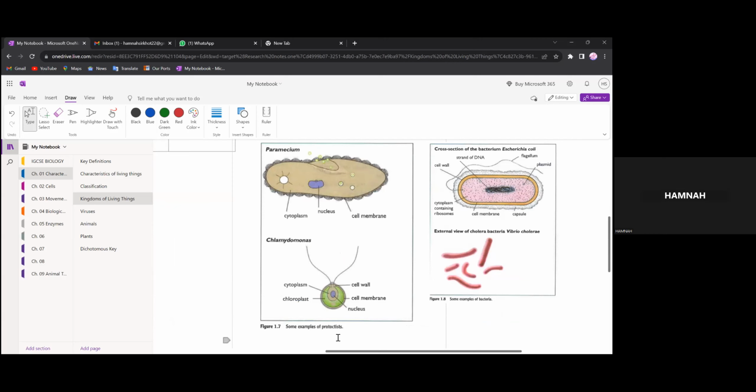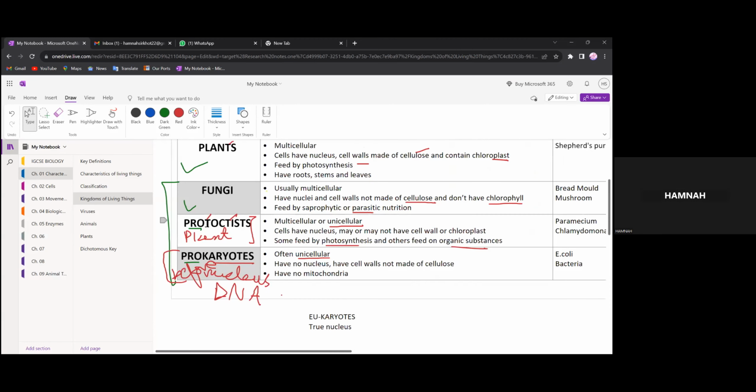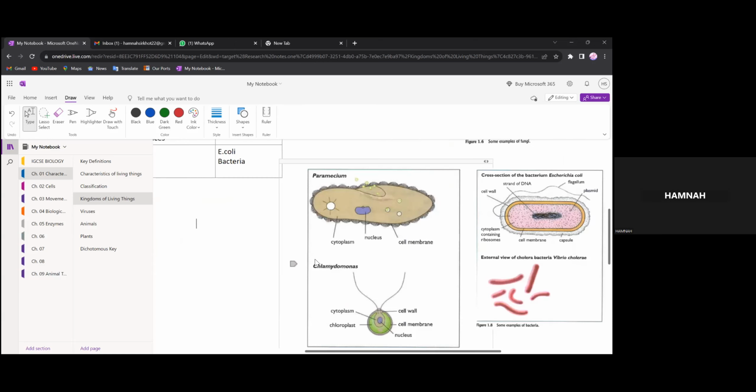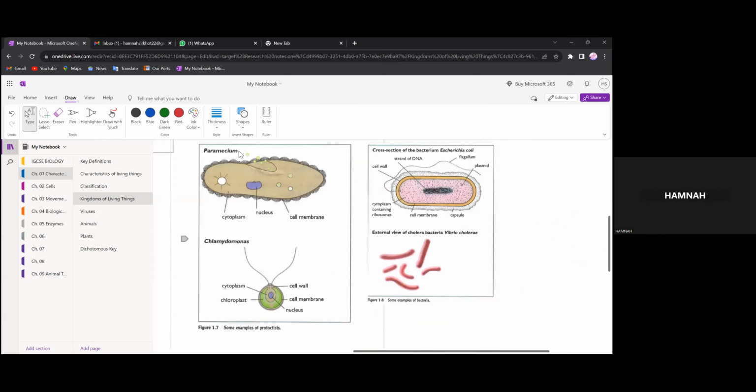You see protoctists, two T's, meaning they're closer to plants, and then Paramecium, Chlamydomonas. You just think PC, protoctists. Protoctists has two T's and has a TOC in it, so it means P and C: Paramecium, Chlamydomonas. If someone asks you to write any two organisms that are protoctists, you can write Paramecium and Chlamydomonas. It's fun to say.